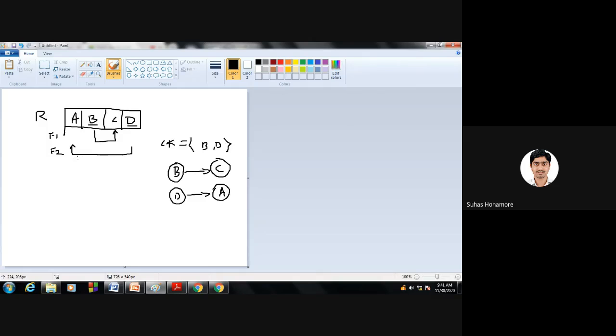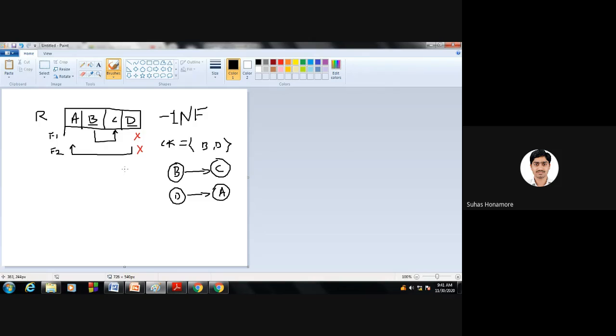We'll check the same thing for F2. A is dependent on D, which is again partially dependent on the primary key. So both FDs, this one and this one, violate 2NF. So whatever R is there is by default only in 1NF. Now we have to derive it to 2NF.